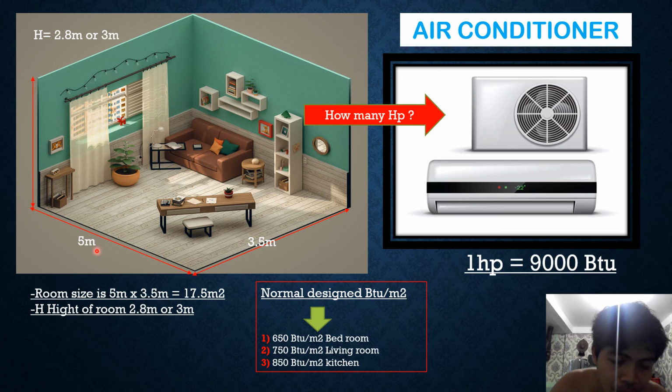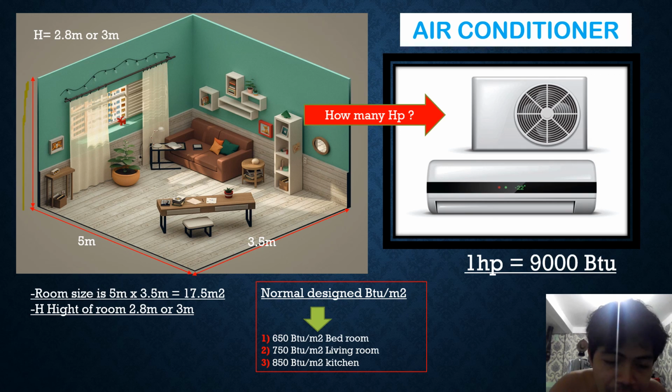Okay, this is an example room. I already calculated the area of this room. It is 17.5 square meters. Anyway, this calculation is for rooms that have a height under 3 meters. If you have a room around 2.5 meters or 2.8, but the maximum height is under 3 meters. If the height is greater, we have another method.